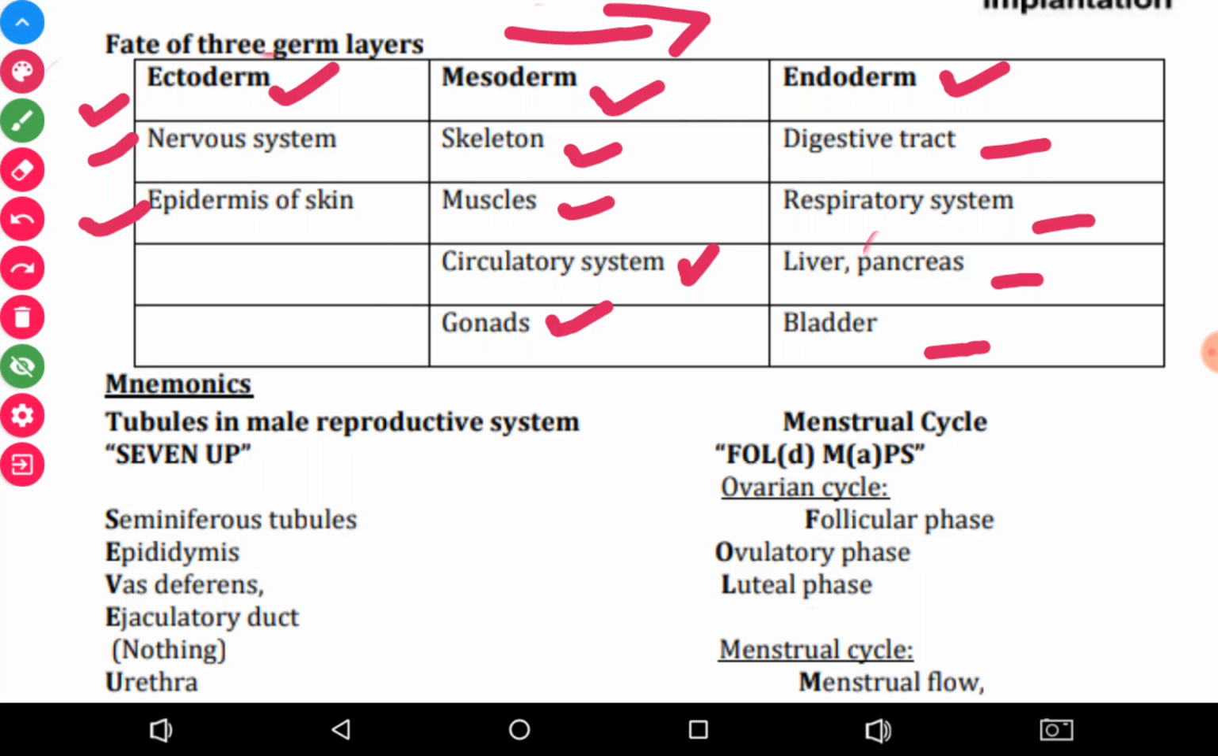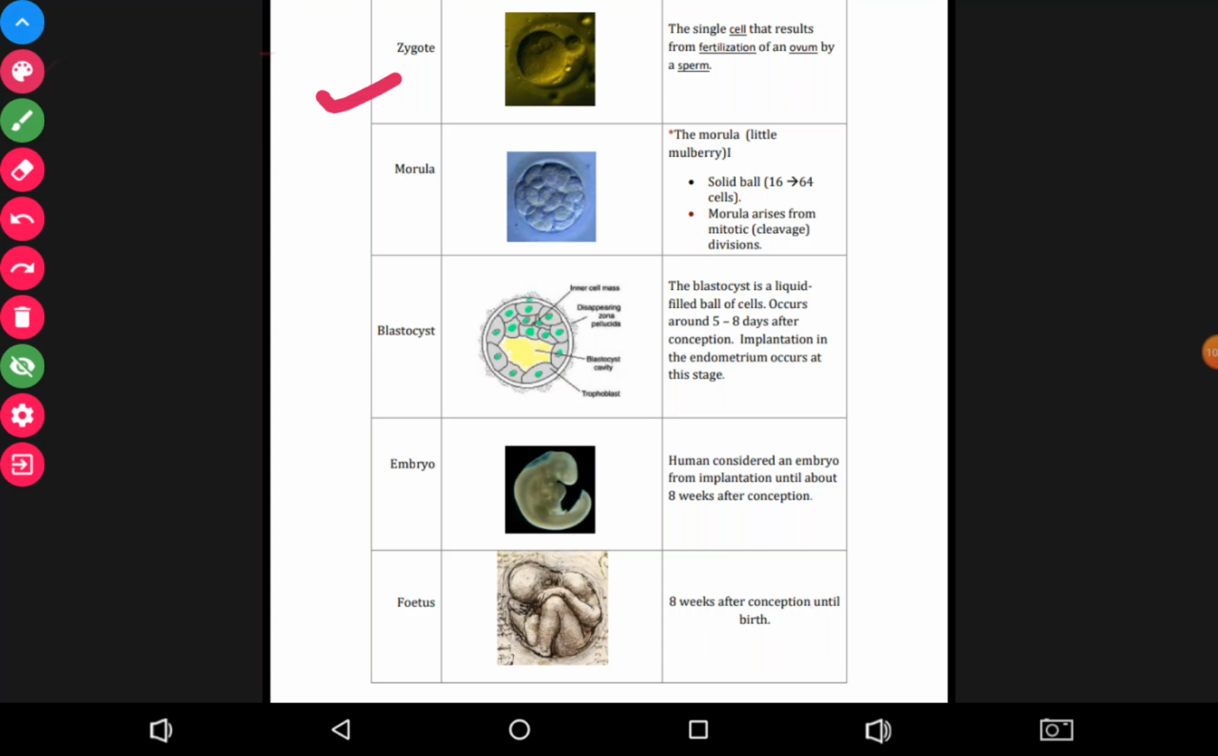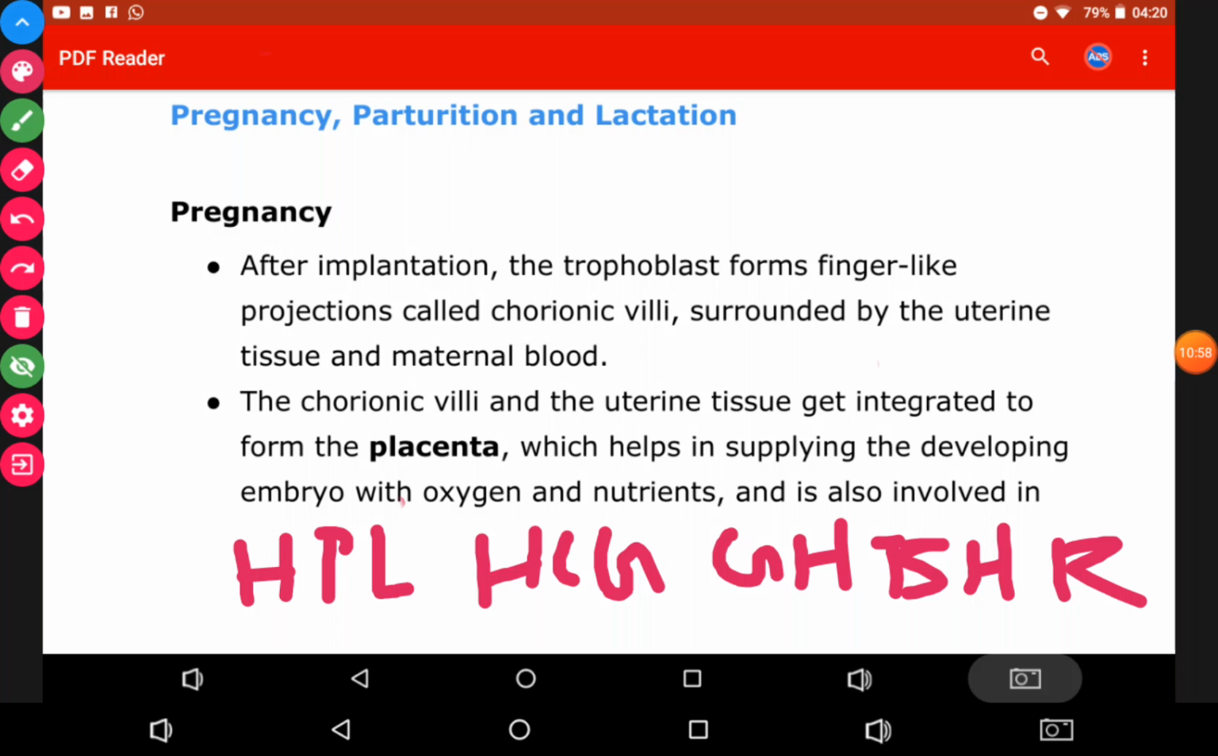All the cells of the blastula change into 3 different layers, and now this structure is called a gastrula. The three different layers of the gastrula differentiate to form different tissue systems of our body. In this slide you can see all these stages: zygote to morula to blastocyst, blastula to embryo and to fetus, and the specific features are also given in front of each structure, so you can study the different concepts from here.